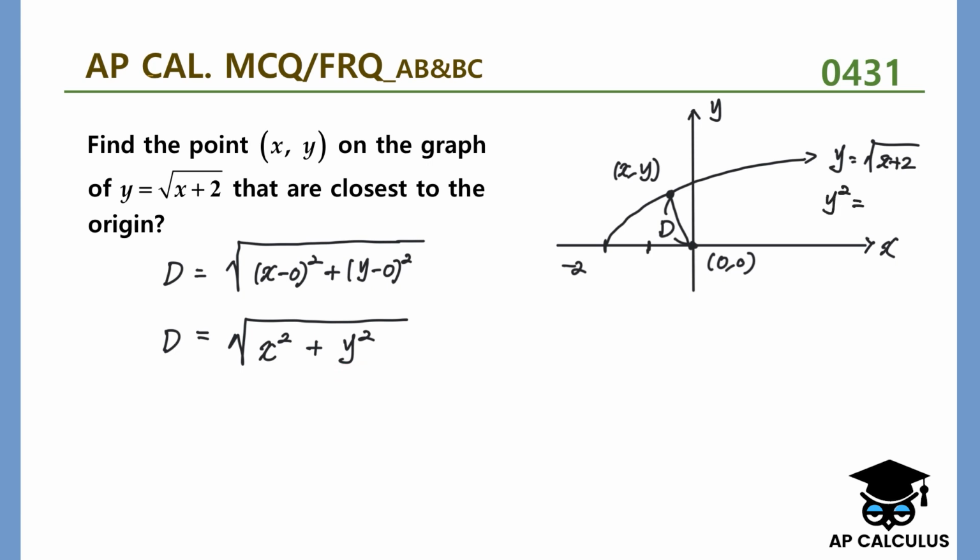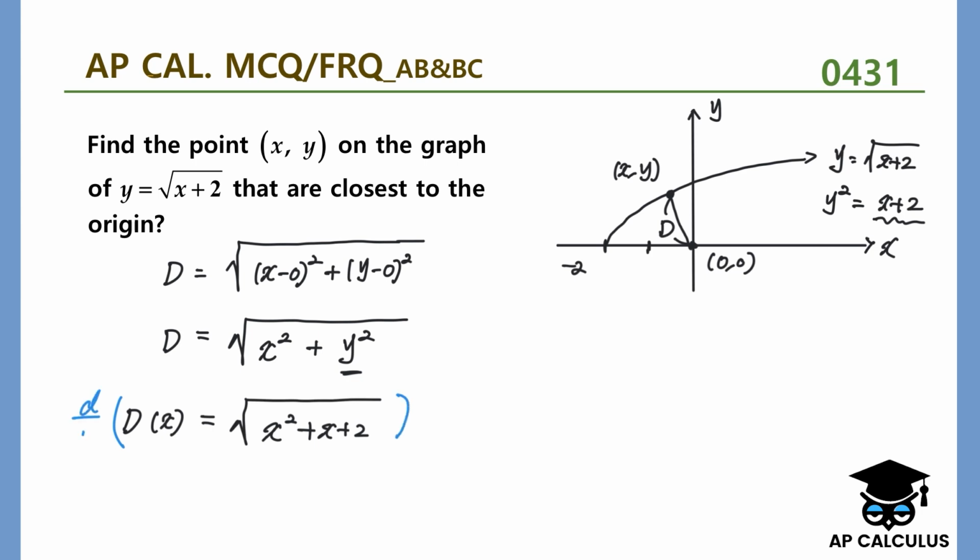is equal to x plus 2, right? So substitute x plus 2 for y squared right here. So that is equal to square root of x squared plus x plus 2. Now we have the equation of the distance in terms of x. Now we're going to differentiate d with respect to x, right?